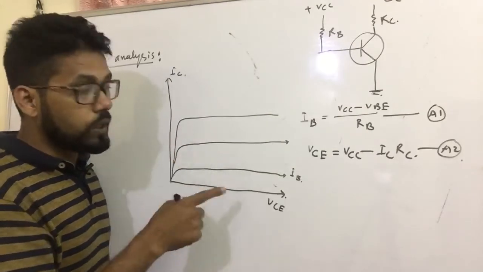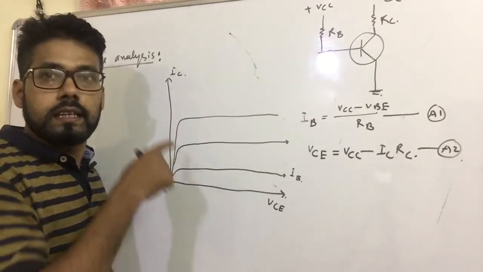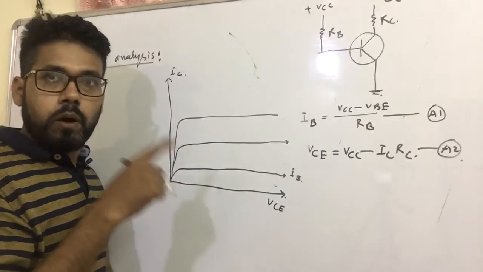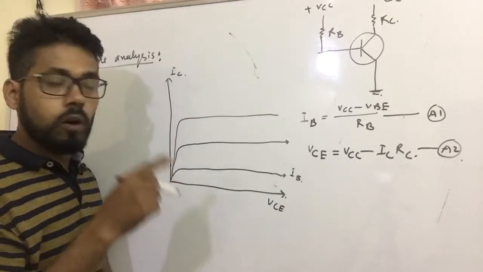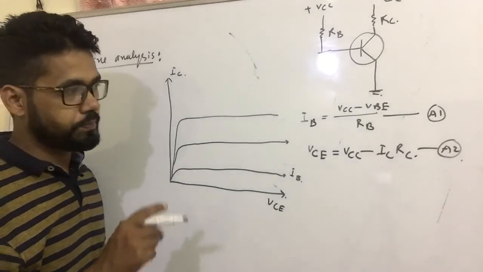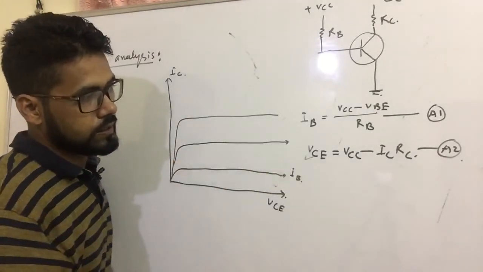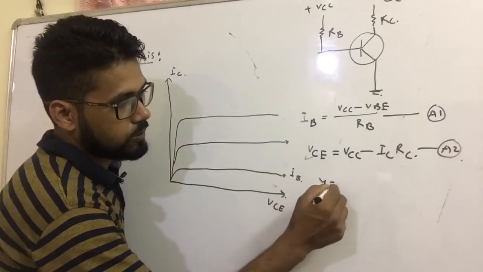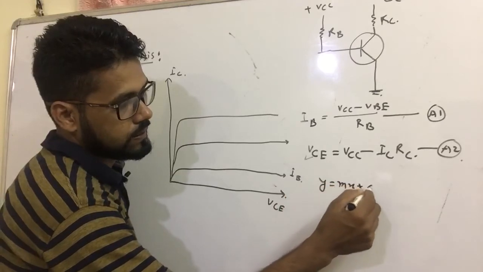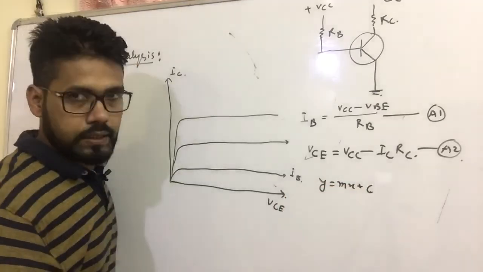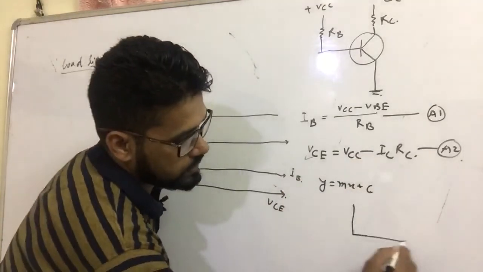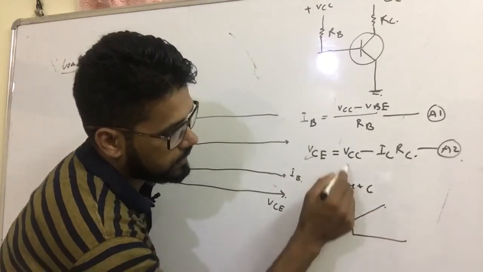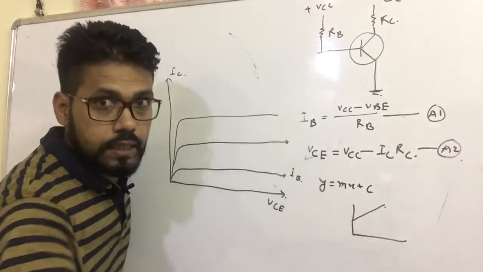So load line analysis establishes the curve from where we can estimate the operating condition of the device. You see this equation. This equation is similar to y equal to mx plus c. Here the slope term mx is positive, and this is a positive curve. But if we plot this equation, you get a negative curve. It will give a line like this.